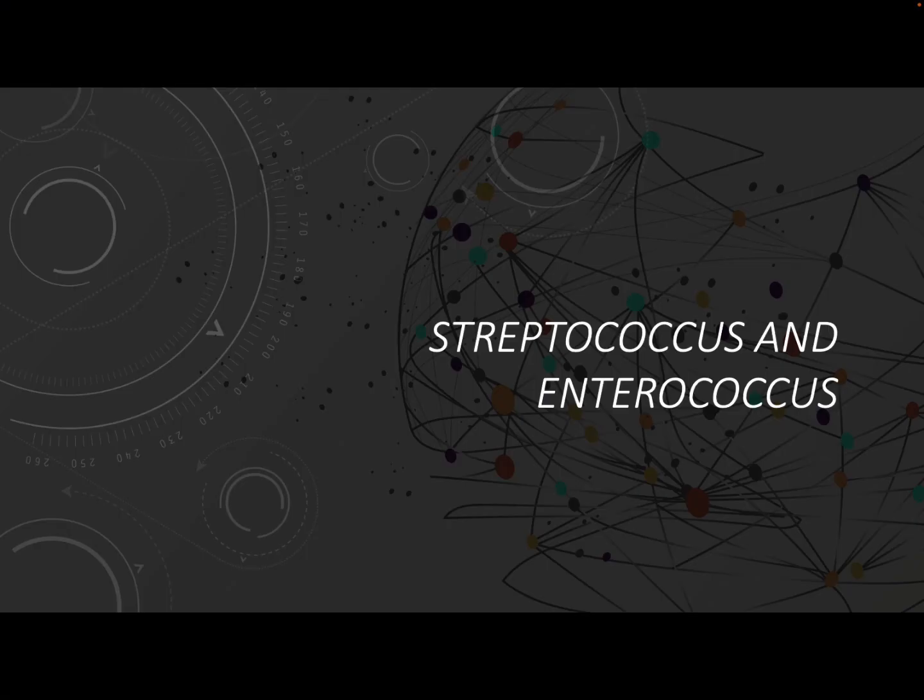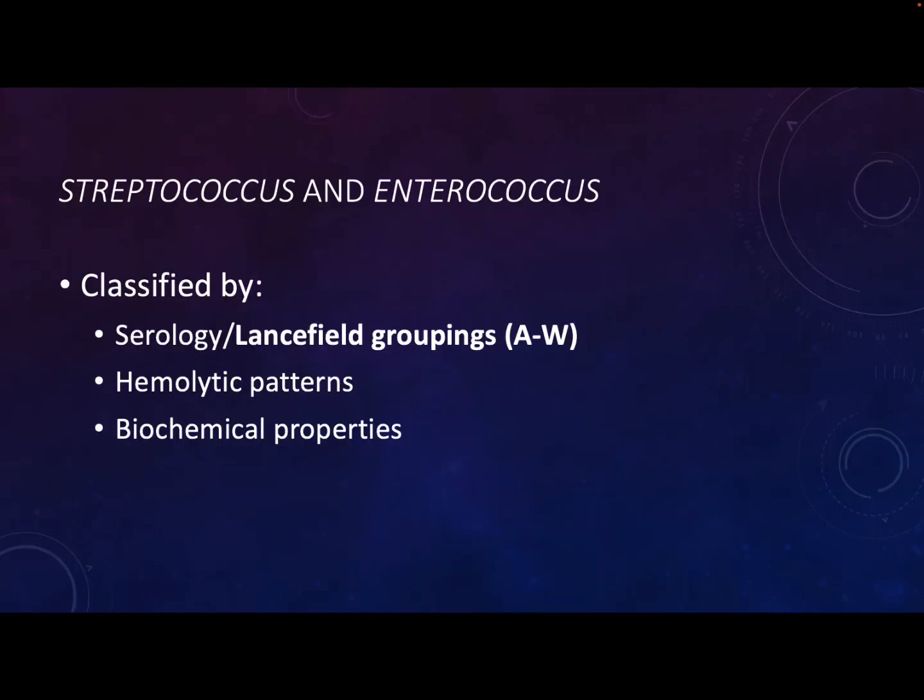So Streptococcus and Enterococcus are in this section. They are together because Enterococcus used to be considered strep. It was one variety of strep, but now it's its own genus. So they are classified by serology, and a scientist, her last name is Lancefield, came up with the groupings. And so they're grouped A through W. So you'll have group A strep, group B strep, group D strep.